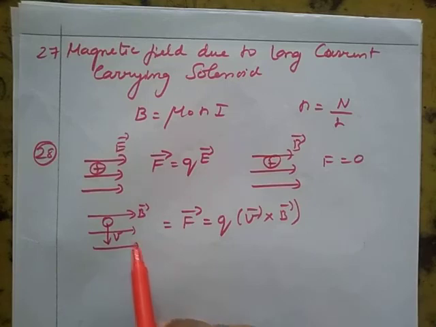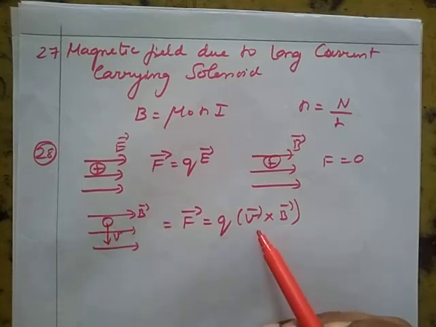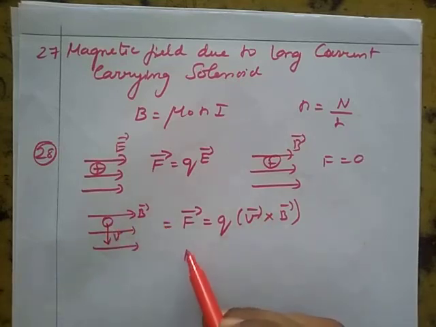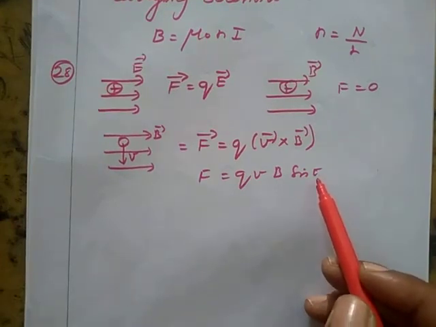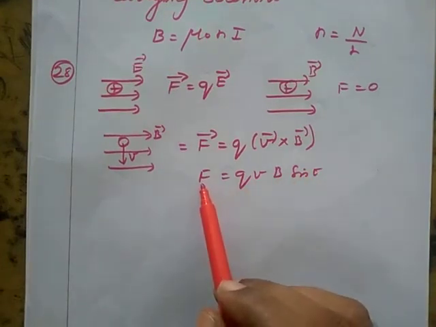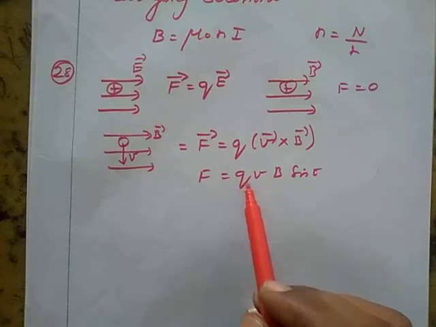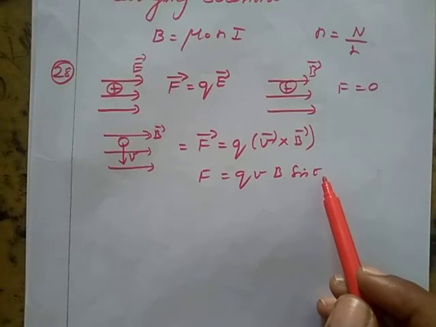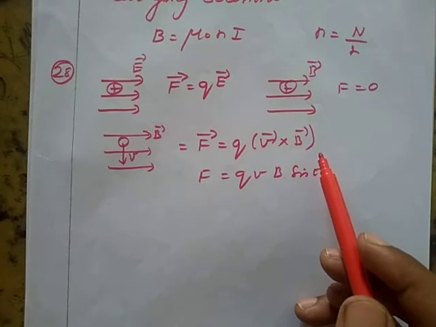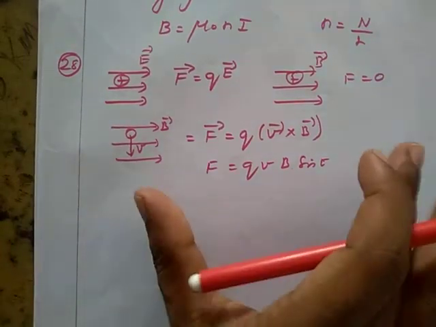If the charge moves at 90 degrees to the magnetic field, it experiences the maximum force. We can write it in one more form, F is equal to q v B sin theta. This force is directly proportional to the magnitude of the charge, the velocity of the charge, the magnetic field, and also the sine of the angle between v vector and B vector. This was found by Lorentz.